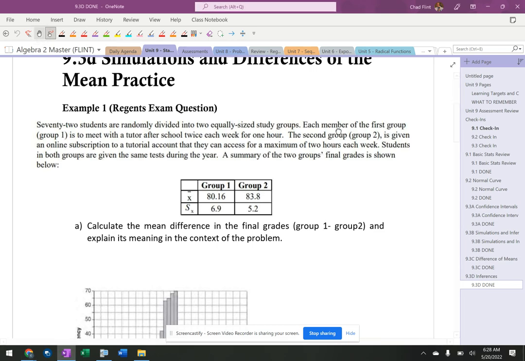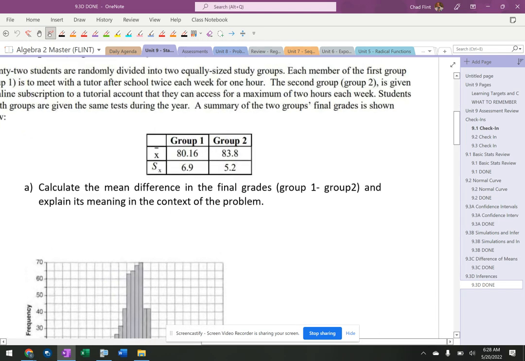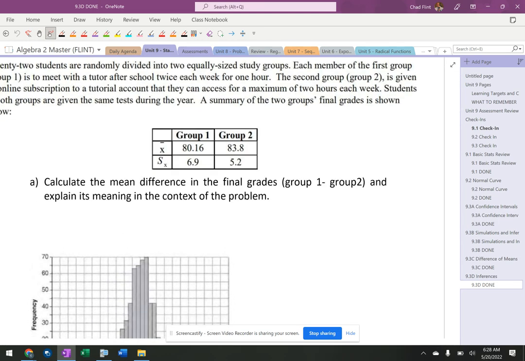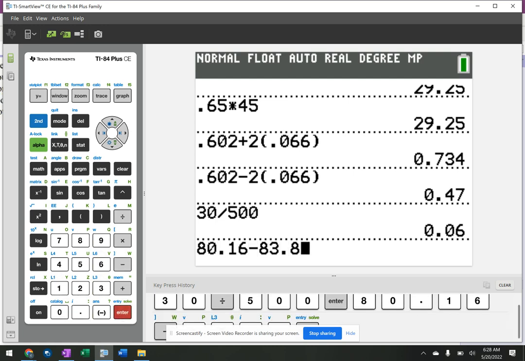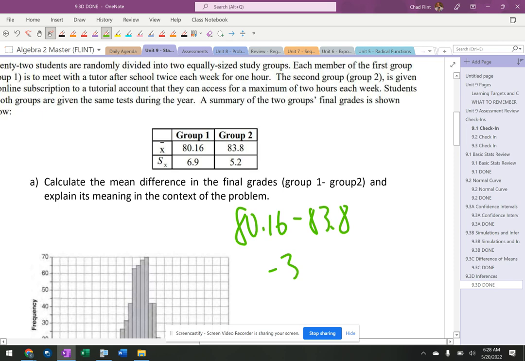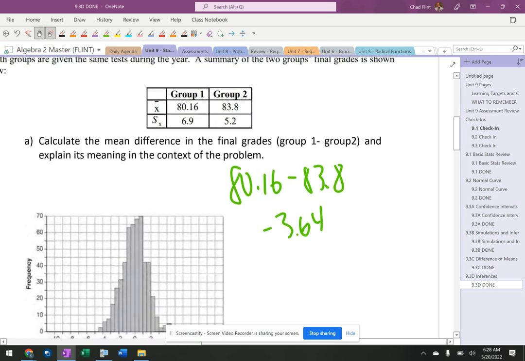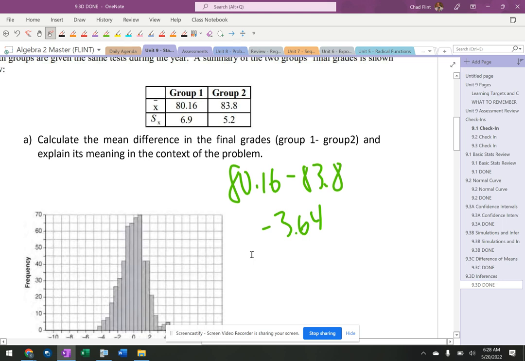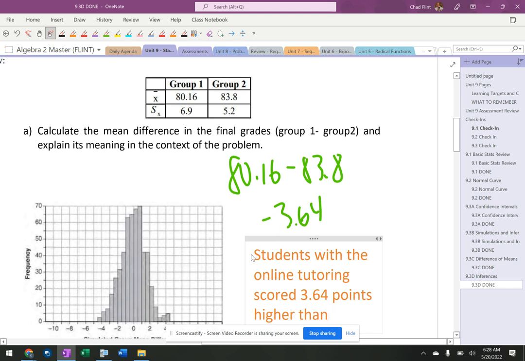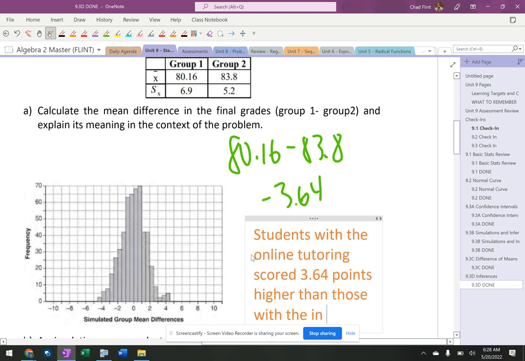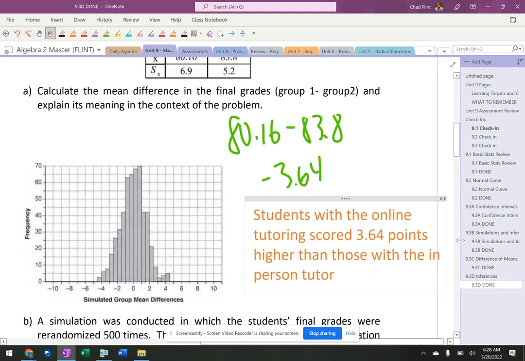So it says calculate the mean difference in the final grades. So that's just 80.16 minus 83.8. So negative 3.64 is the difference. And it says explain its meaning in the context of the problem. So students with the online tutoring scored 3.64 points higher than those with the in-person tutor. Okay, so we've got that.